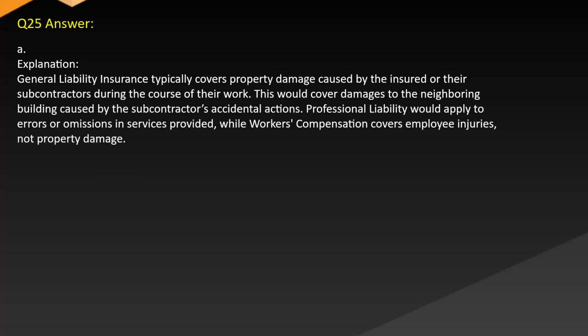Answer: A. Explanation: General liability insurance typically covers property damage caused by the insured or their subcontractors during the course of their work. This would cover damages to the neighboring building caused by the subcontractor's accidental actions. Professional liability would apply to errors or omissions in services provided, while workers' compensation covers employee injuries, not property damage.